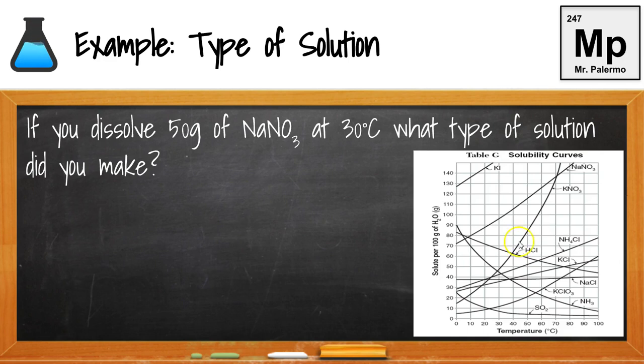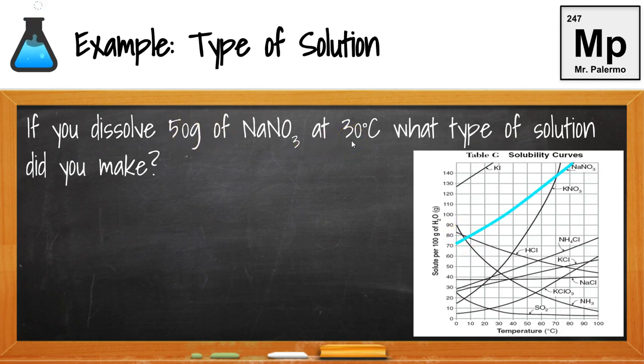So first, there's a lot of lines here. Let's first locate the correct line and make sure we're looking at that appropriately. I would say on a reference table, you could highlight that if it's for an exam, etc. So here's sodium nitrate, so I'm going to highlight that for us right here. And it says we dissolve 50 grams at 30 Celsius.